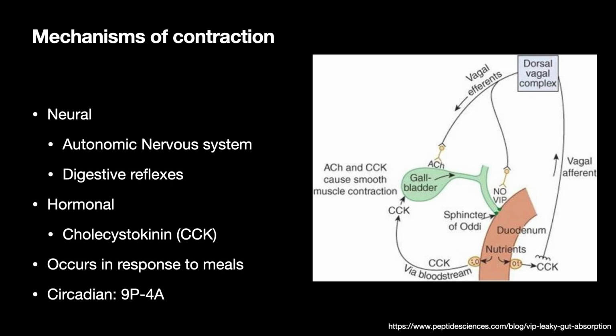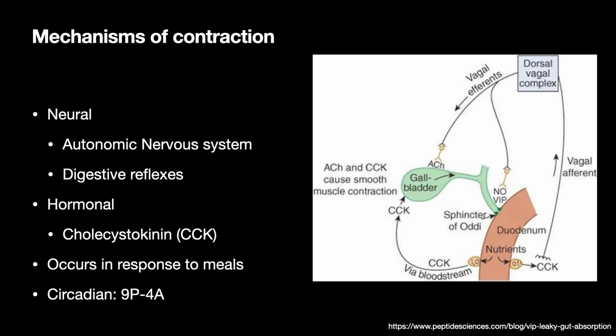There's also a hormonal component to this, where nutrients coming through the duodenum stimulate the release of the hormone called cholecystokinin, right? CCK is then picked up by receptors in the gallbladder musculature and causes the gallbladder musculature to contract and squeeze down.